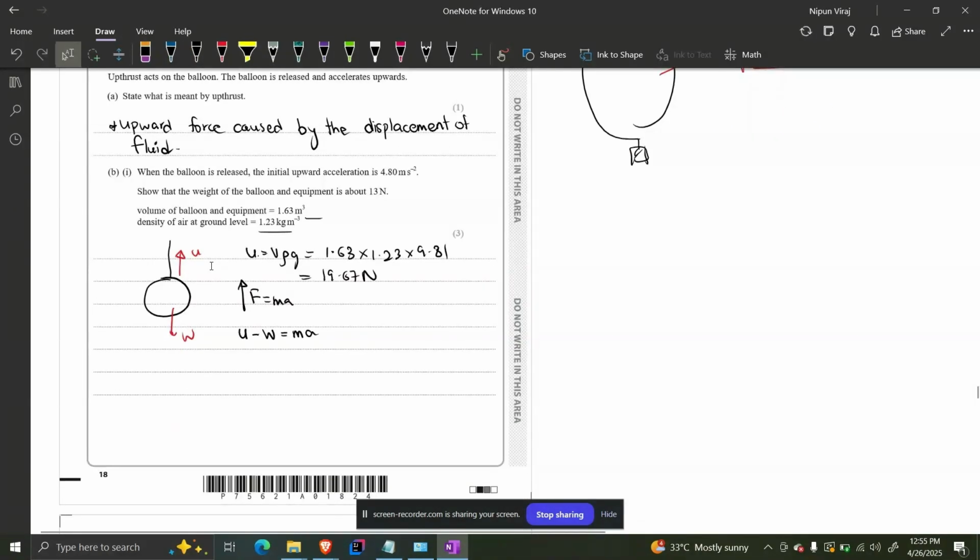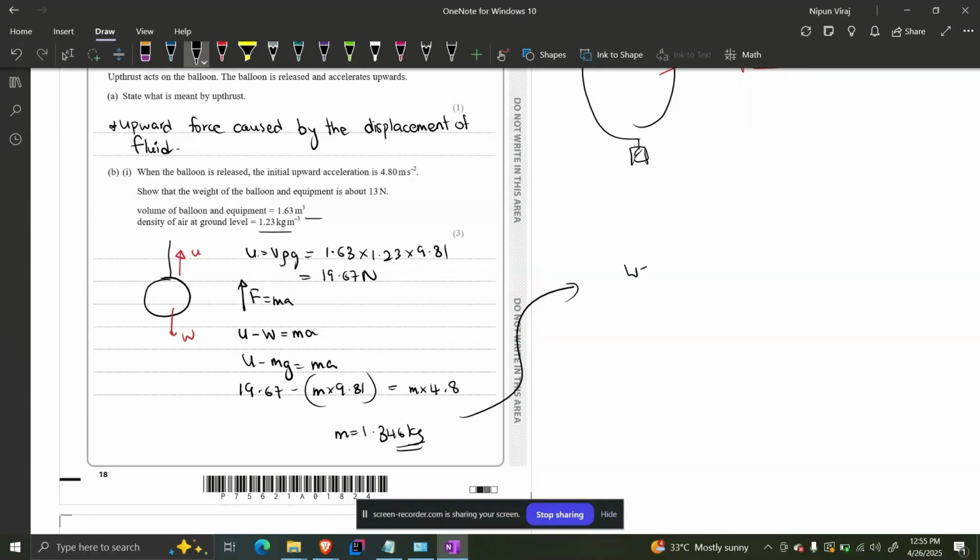We know the acceleration as well, but since we don't know this mass, we can say U minus mg is equal to ma. 19.67 minus m into 9.81. Now my target is to find this mass first of all, the mass of the balloon and the equipment together. Mass into 4.8. If we simplify this, we get m equal to 1.346 kilograms. Then weight is equal to 1.346 into 9.81, which is equal to 13.20 newtons.